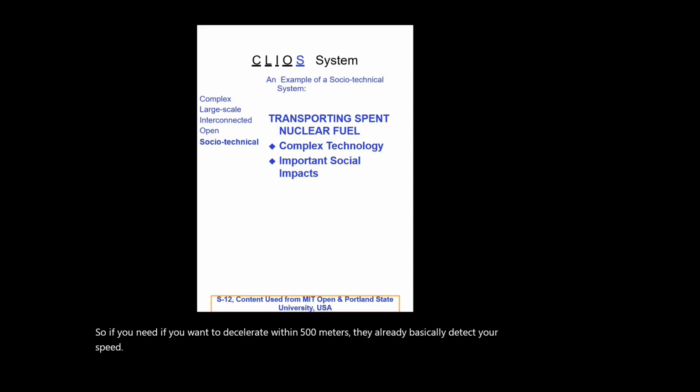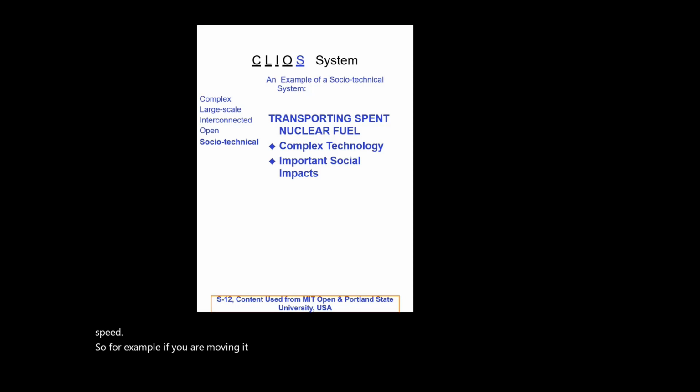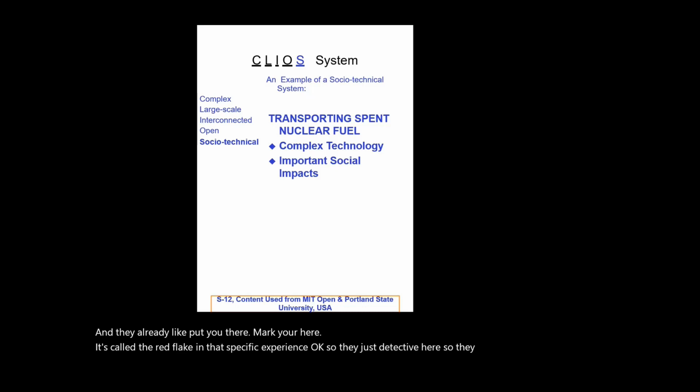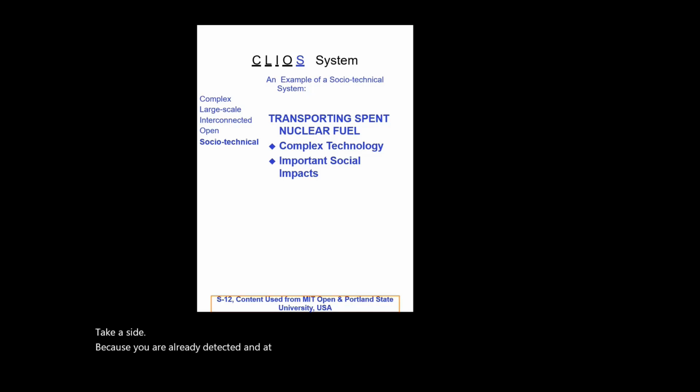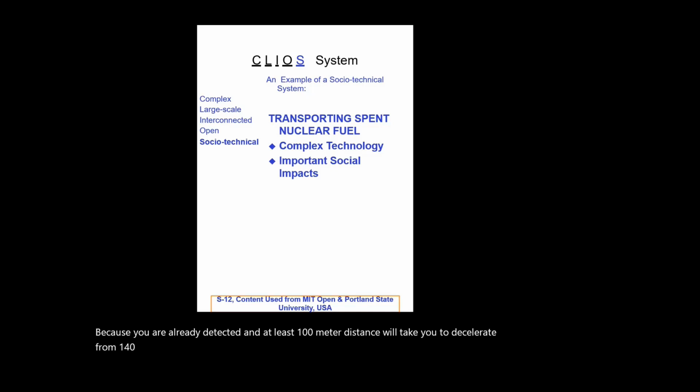If, for example, you are moving at 140 kilometers per hour, they already mark you here, that's called the red flag at that specific speed. They just detect you here, so they start from here. They give you signs because you are already detected, and at least 100 meters of distance will take you to decelerate from 140 to 0. So that's the way through which they can detect your speed.